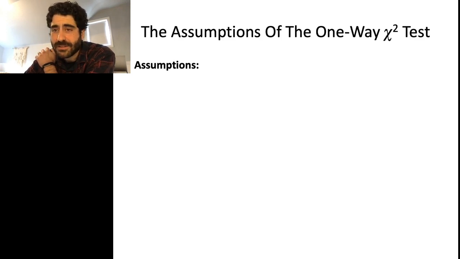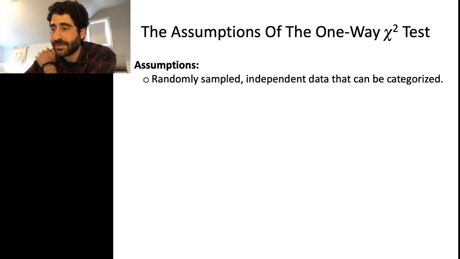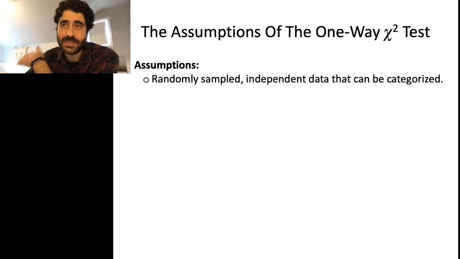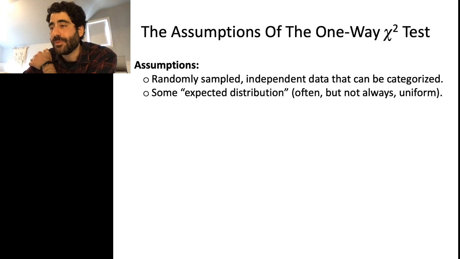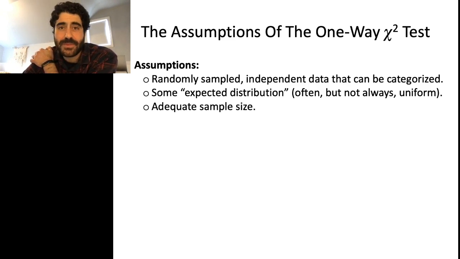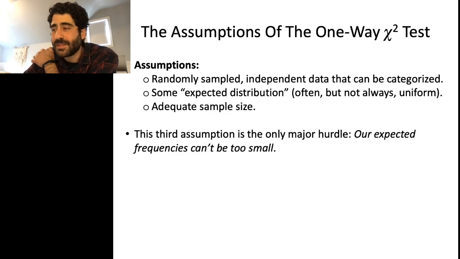Okay, so just to list out explicitly what the assumptions are for this kind of one-way chi-square test. First of all, we are assuming that these data are random independent samples. Every sample is sampled uniformly from the population and doesn't depend on other samples. We need to write down some kind of expected distribution, which is often uniform but doesn't have to be. And we need our sample size to be big enough. This last one is the only one that tends to be a potential issue if we're thinking about designing an experiment.